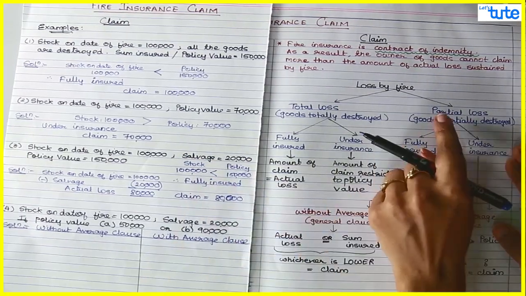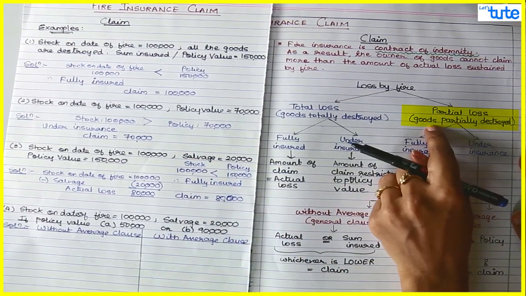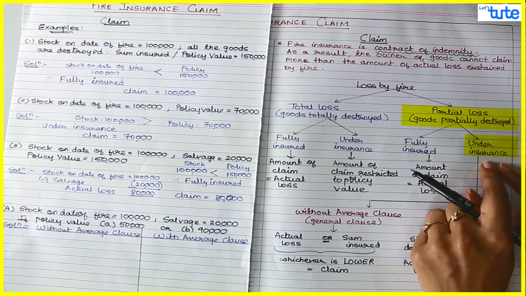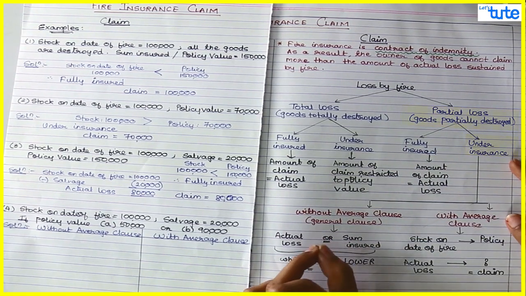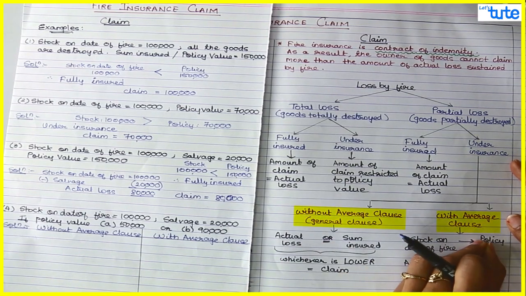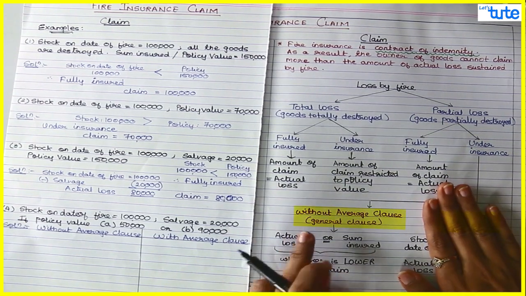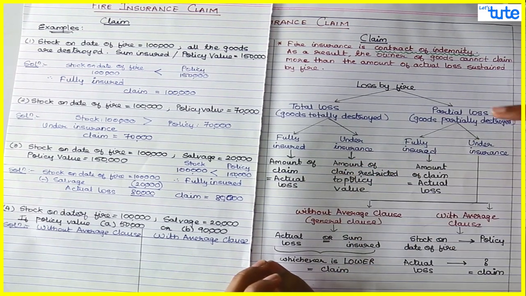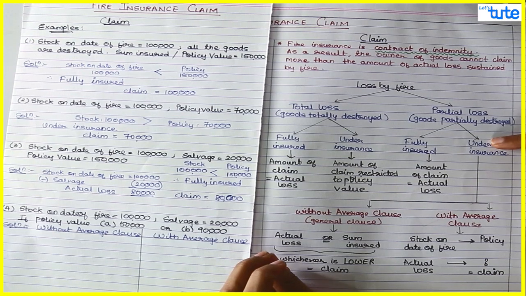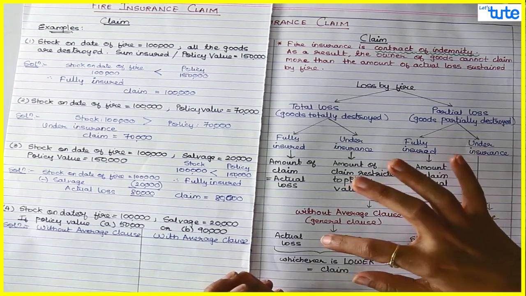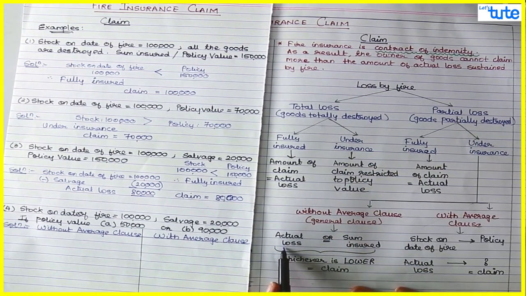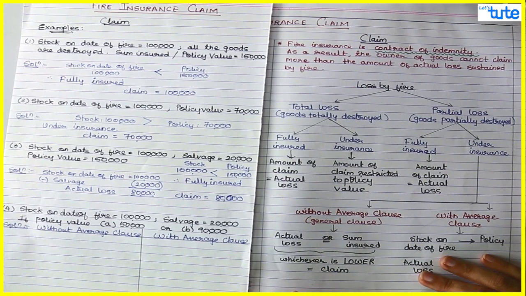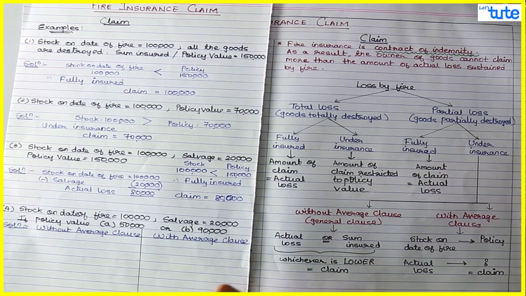And the last situation, if the goods are partially destroyed and if it is a case of under insurance, now in this case we will have to see whether there is an average clause or there is no average clause. First of all, we'll see without the average clause. So you don't see what is average clause anything. If it is partial loss, if there is a case of underinsurance, your claim would be actual loss or sum insured, whichever is lower.